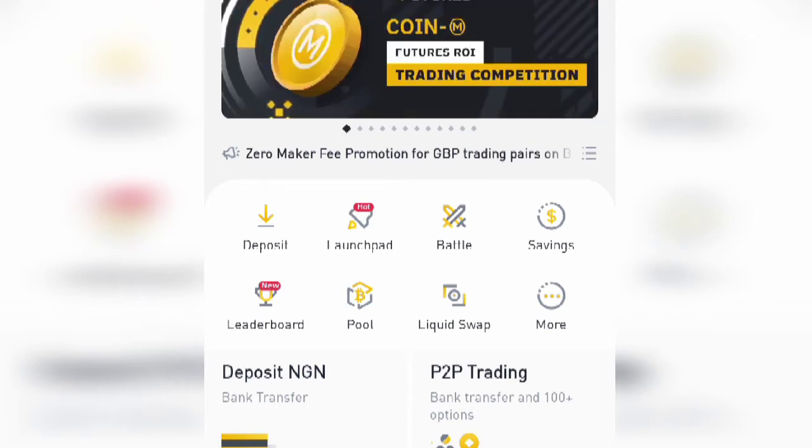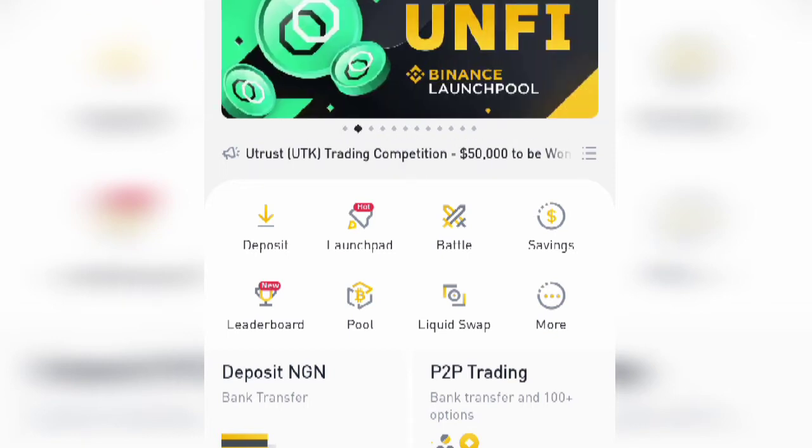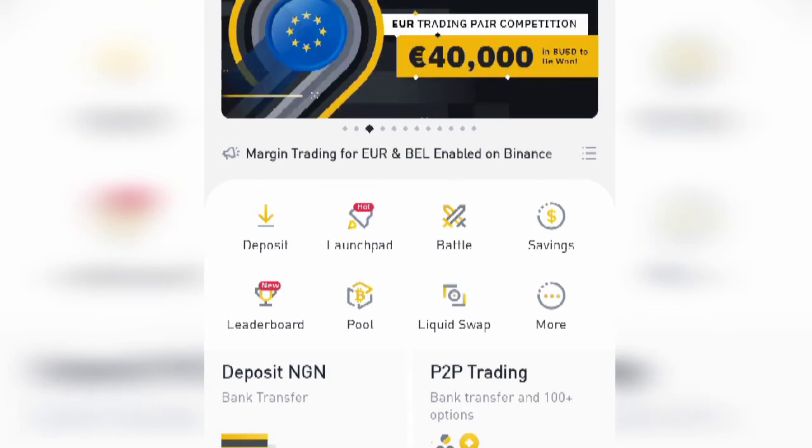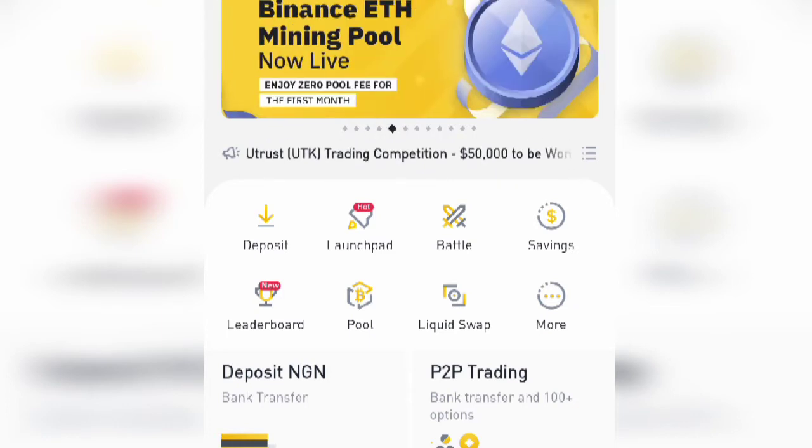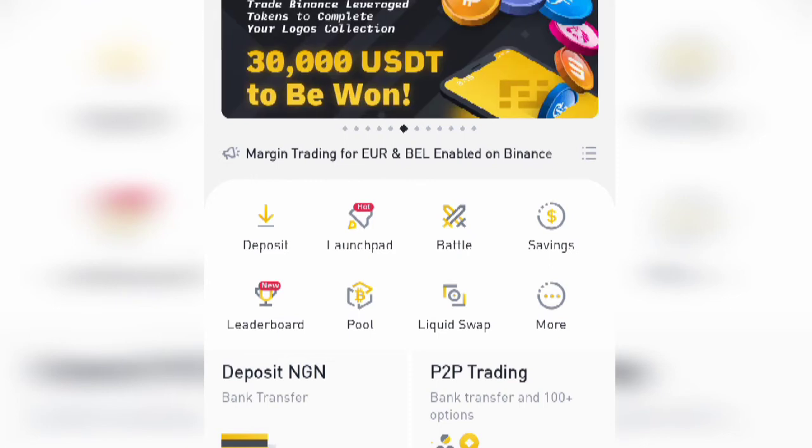So today I want to show you how to trade futures using Binance. Alright, so first thing first is that you should deposit Bitcoin or USDT as the case may be.